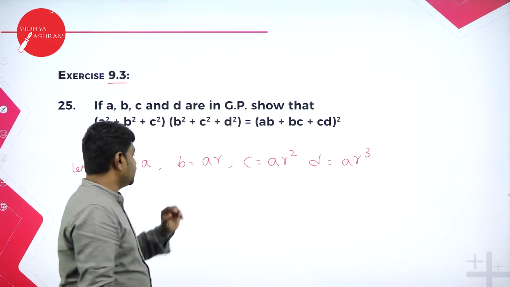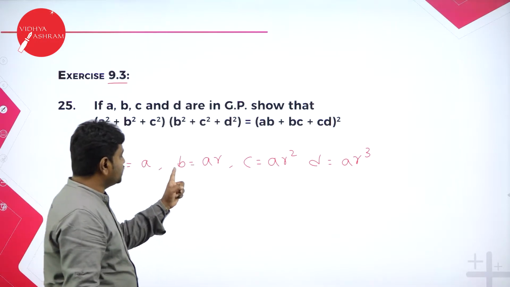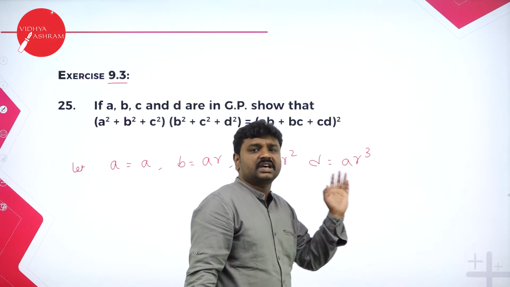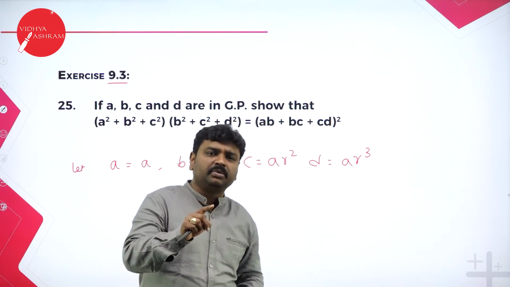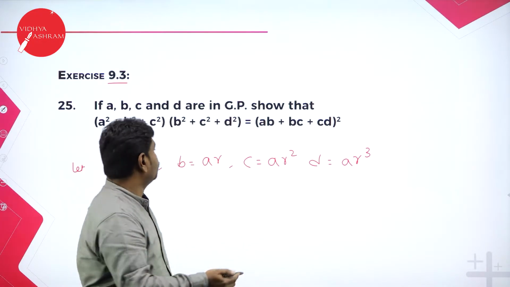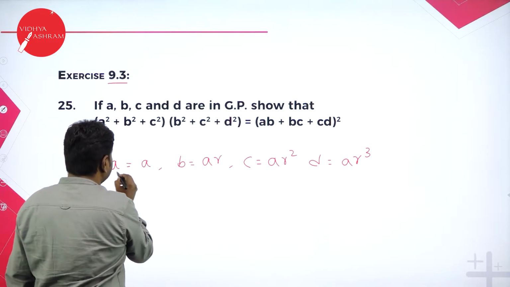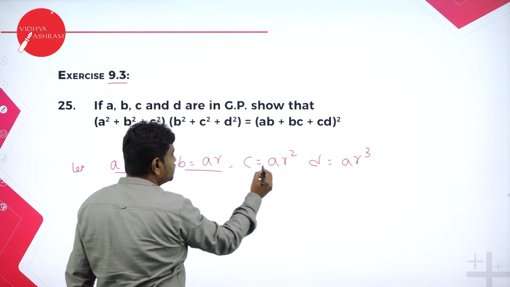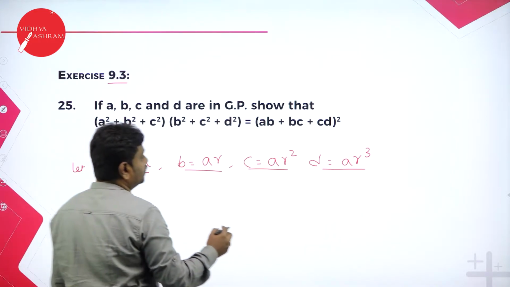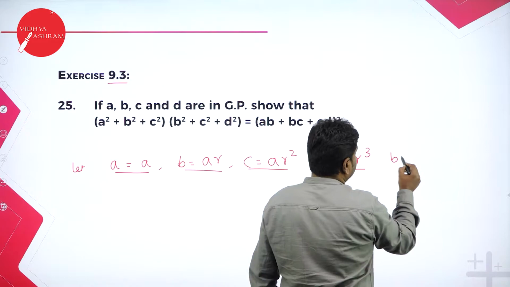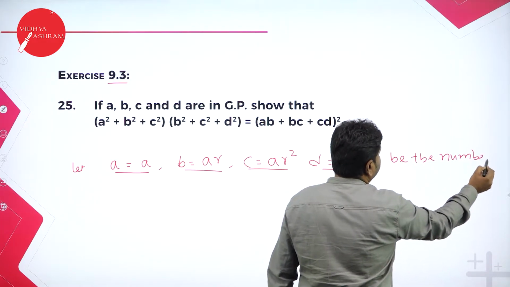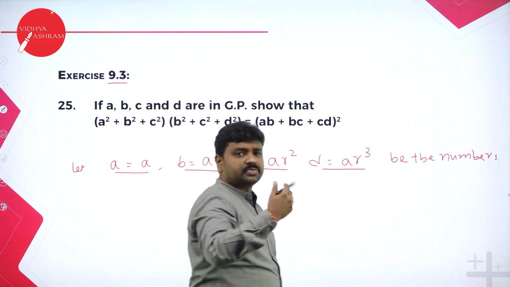But they gave A, B, C, D. So I'll assume A is A and B is equal to what? AR, C is equal to AR square, D is equal to AR cube, because they are in GP. The terms in GP will be what? For every term you multiply R, you will get next term. So if A, B, C, D are in GP, then A is A, but B is AR, C is AR square, D is AR cube. This is first assumption, be the numbers in GP. And why? Because they are in GP, so each term gets multiplied with R.